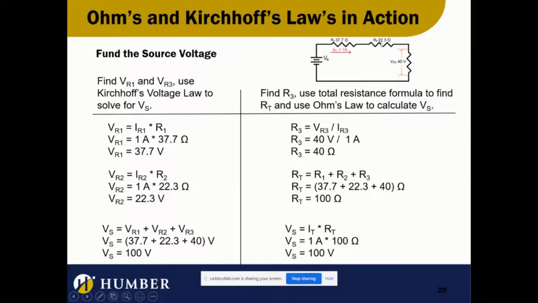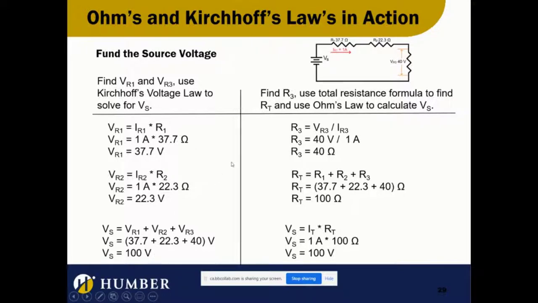Therefore, the current going through this resistor is going to be 1 amp. So if I know that, I can use Ohm's law and calculate the voltage drop across this resistor, which is 22.3 volts. I just happen to know the voltage drop across here because it's labeled, and I'm going to use Kirchhoff's voltage law for a series circuit, and I'm going to add them all up and I'm going to come up with 100 ohms. So there you go.